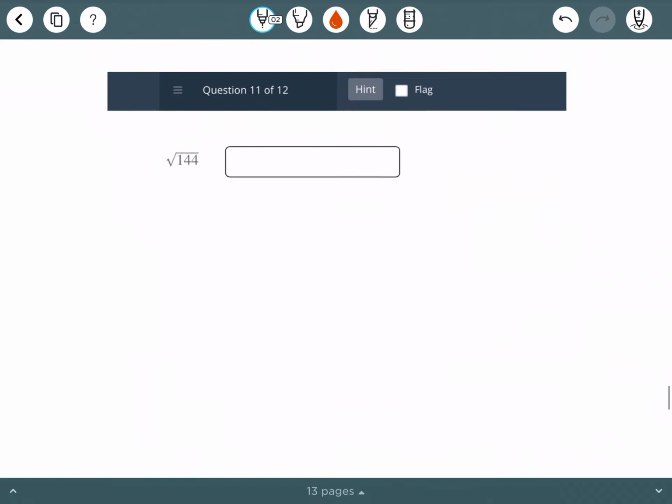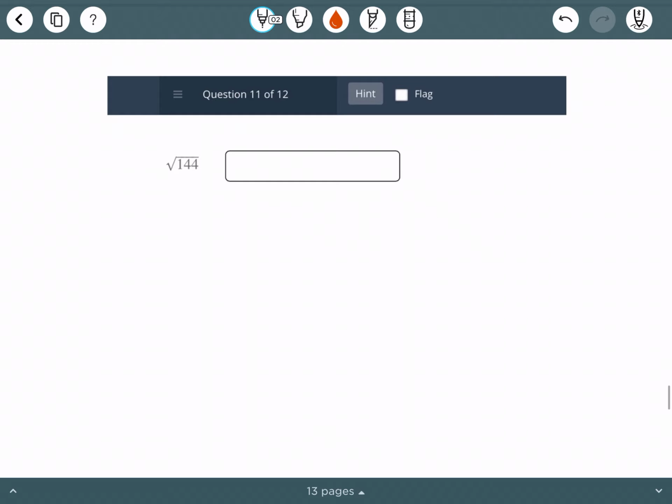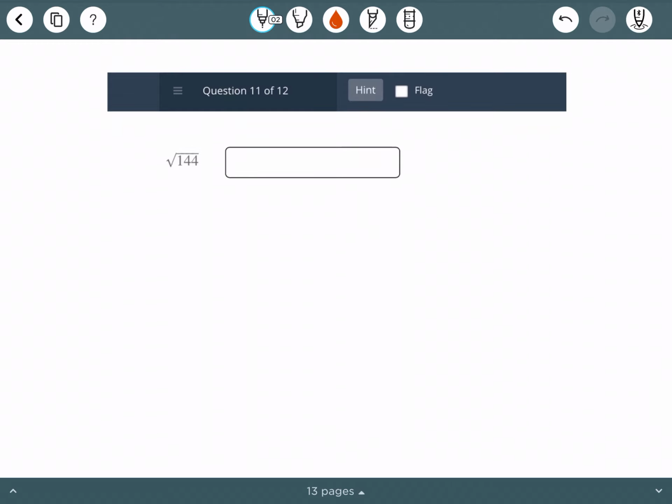All right, question 11. This one's pretty straightforward. All we need to do is find the square root of 144. So if you have a TI-34 calculator, like the kind we use at school, all you have to do is push that radical sign, put in 144. You have to make sure you scroll out from under that radical sign before you hit enter.